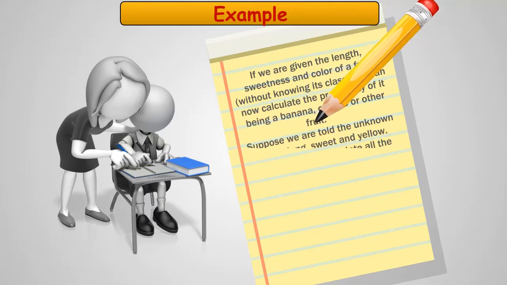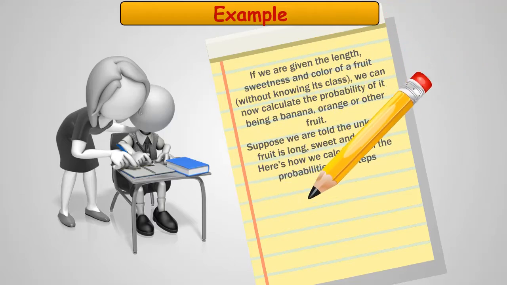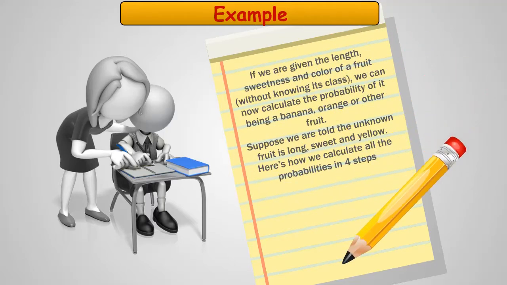So, if we are given the length, sweetness, and color of a fruit without knowing its class, we can now calculate the probability of it being a banana, orange, or other fruit. Suppose we are told that the unknown fruit is long, sweet, and yellow. Here's how we would calculate the probabilities in 4 steps.